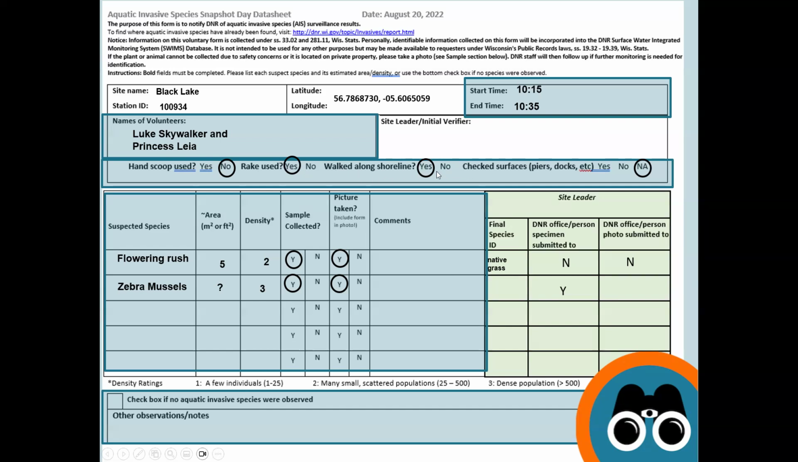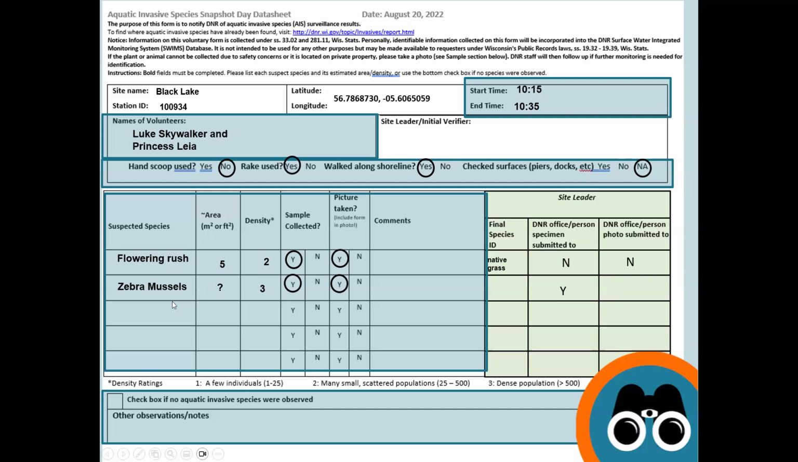Walking on the shoreline, this means were you looking for invasive species between each of those 3 to 5 stopping points, or did you only look at those 3 to 5 stopping points? And then we're asking if you check surfaces like piers and docks. These are man-made surfaces that you'd be checking. So looking at dock legs, that's a good place to look for clinging invasive species like zebra mussels. But sometimes there's not a pier or a dock at your monitoring site, so it's okay to circle NA if that applies too.